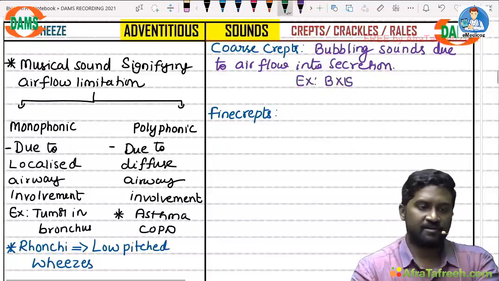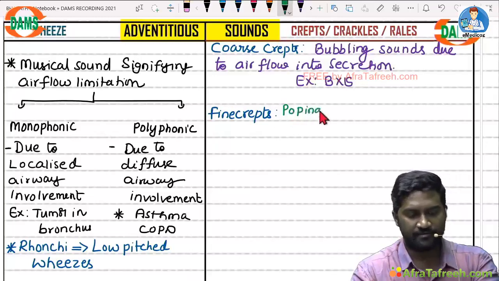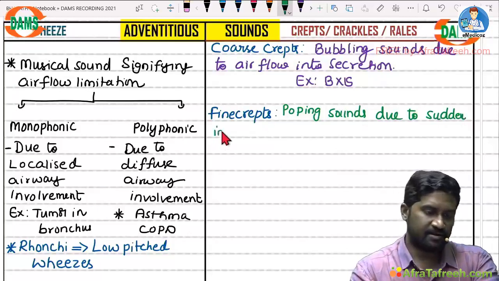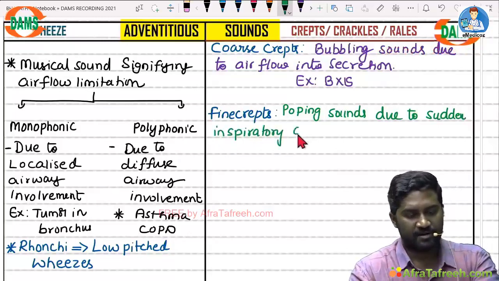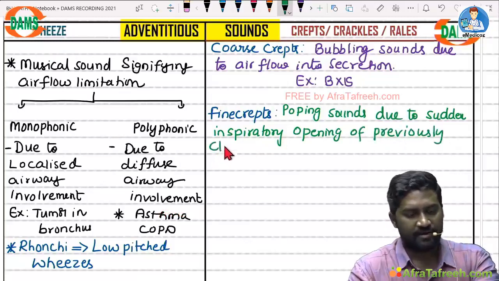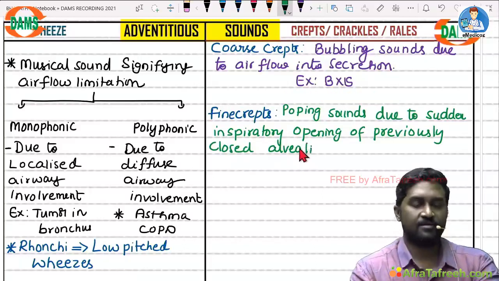Now fine crepitations: these are finer sounds. They are finer popping sounds due to sudden inspiratory opening of previously closed alveoli.